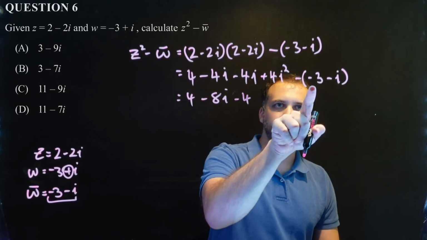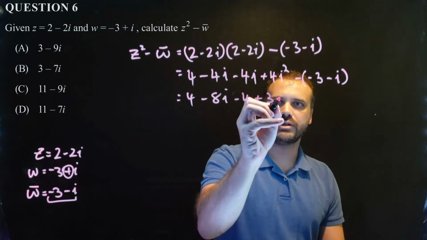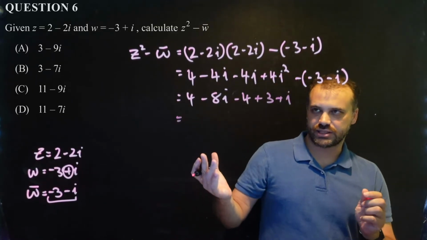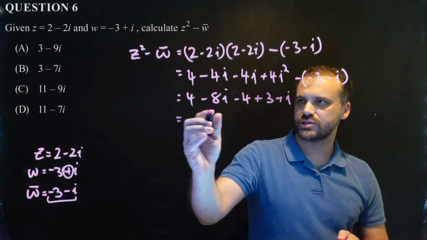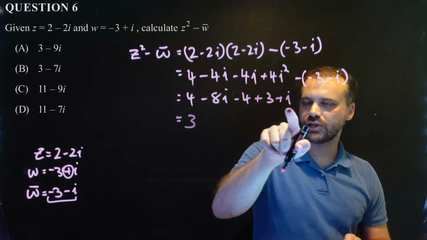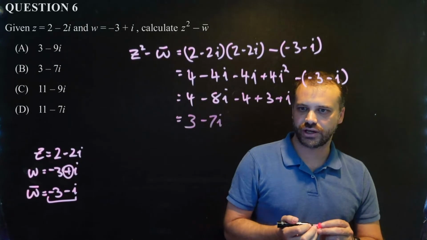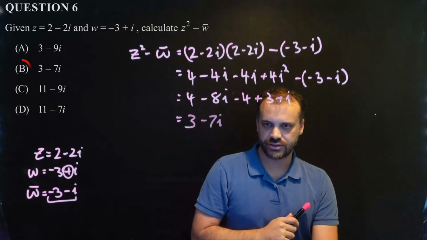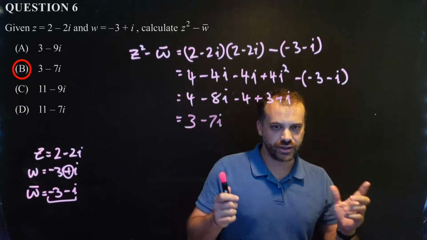Okay, negative 3 is positive 3, and negative i is positive i. And then we're just grouping terms, that's it. So 4 minus 4 is 0, plus 3 is 3, and negative 8i plus i is negative 7i. Gee, I really hope that's an answer. I can see it. The answer is B. Alright, I told you you could do that.